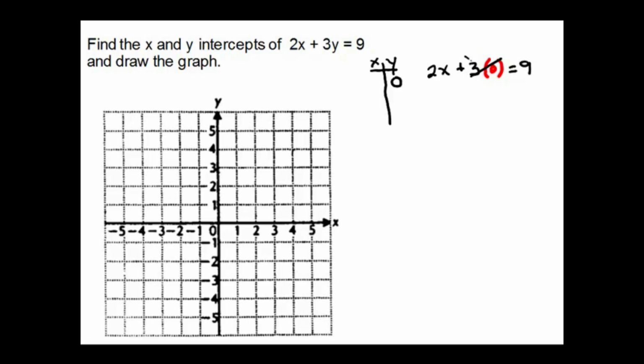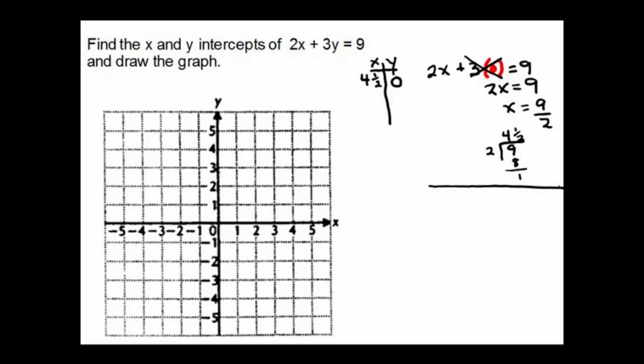And this piece will cancel out. So we have 2x equals 9, and we'll divide by 2. This one gives us a fraction. It will be easier to locate if we change over to a mixed number. So we'll divide 2 into 9, and we get 4.5. So 4.5 and 0. That gives our x-intercept.